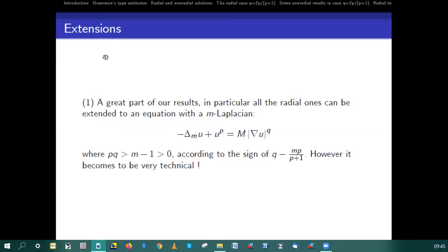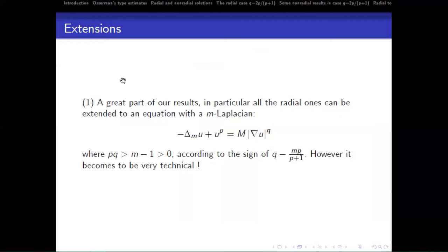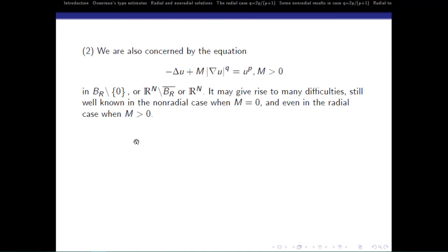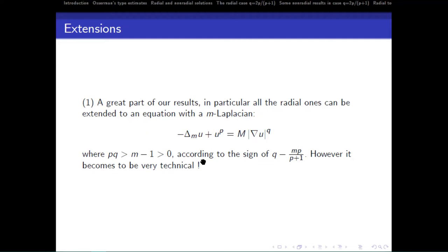Some words on possible extensions. First, I mention that a great part of our results, in particular all the radial ones, could be extended to an equation with an m-Laplacian when p is greater than m minus 1 and q is greater than m minus 1, according to the sign. However, I think it is very technical, and I'm not sure that it offers interesting things concerning the radial problem.